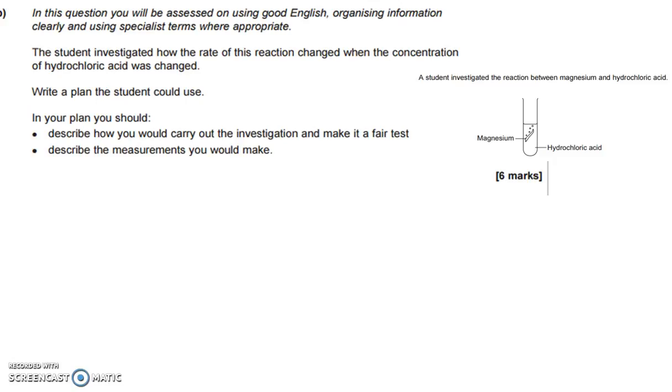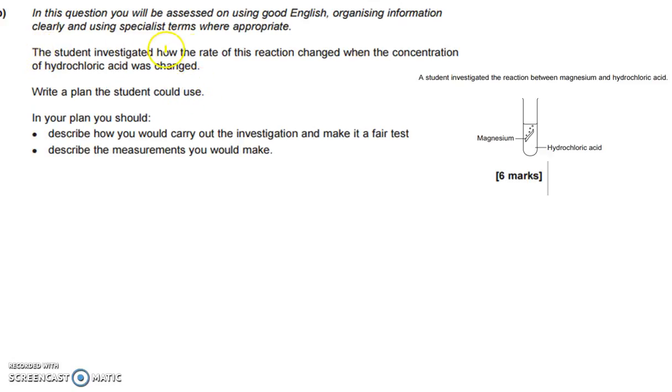In this question, you will be assessed on using good English, organising information clearly, and using specialist terms where appropriate. You don't really need to worry about the English. As long as you are using scientific terms, you don't need to write a big long essay. In fact, a few bullet points will get you the marks. Then let's have a look at the information that we can see.